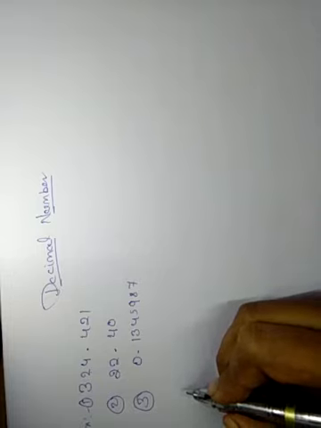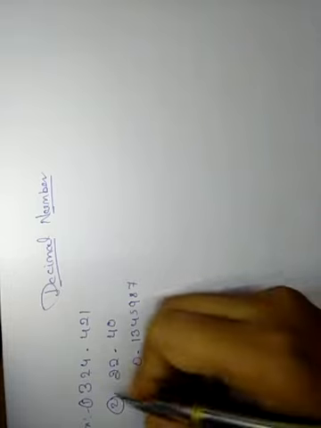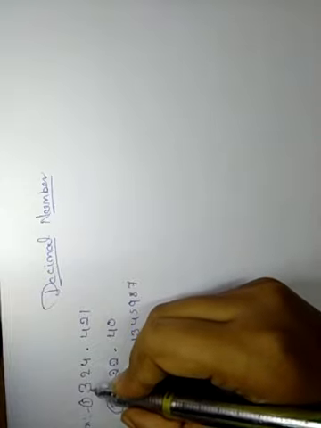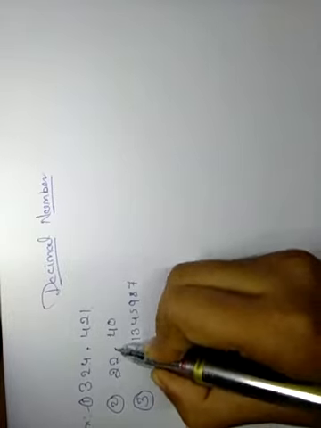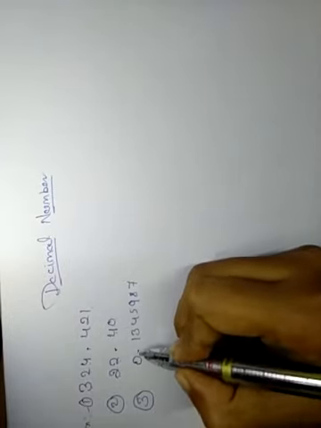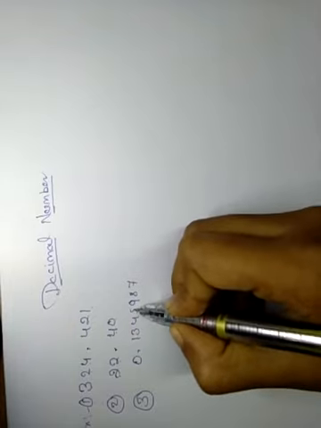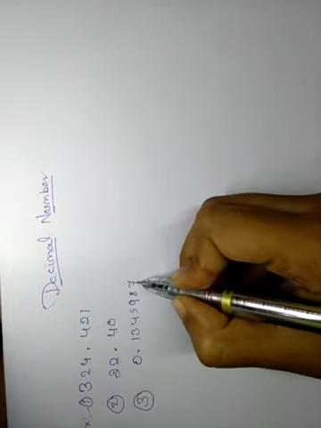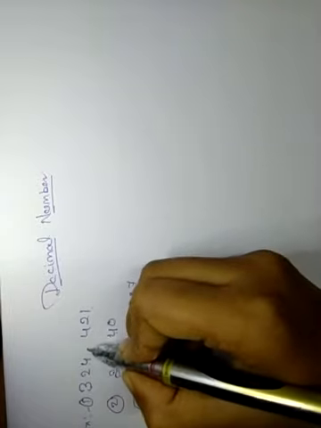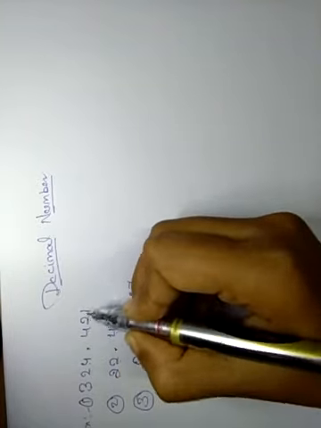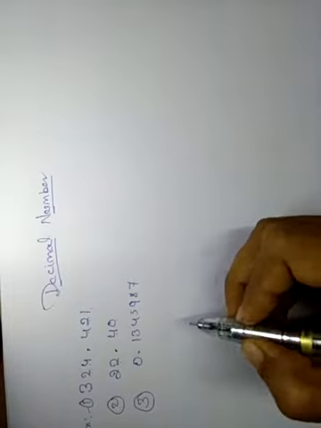Now let us know how to read decimal numbers. We have to read decimal numbers as 324.421 and 22.40, 0.1345987. This is how we have to read. But the wrong method is 324.421. This is the wrong method, right?